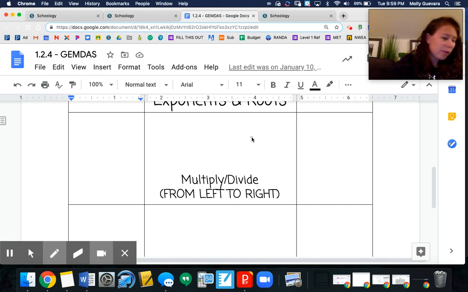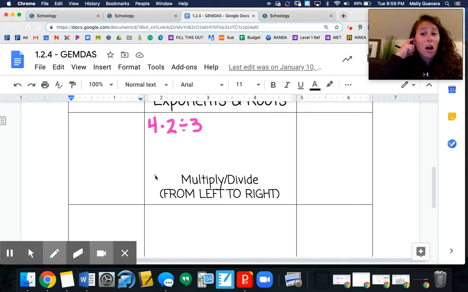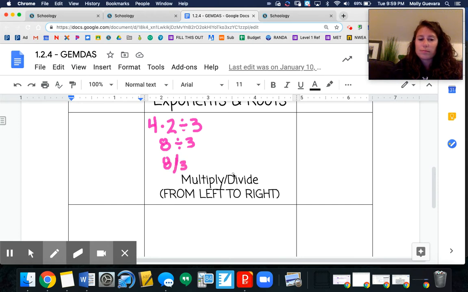So on the inside of our foldable, let's look at a couple examples. If I have something like 4 times 2 divided by 3, what's most on the left? As I go left to right, this 4 times 2 is first. So that's the one I do first. So 8 divided by 3, because 4 times 2 is 8. And then 8 divided by 3, we can just leave that as a fraction, 8 over 3. And it's done. But you go left to right. So here multiplication was first, so that's what I did first.